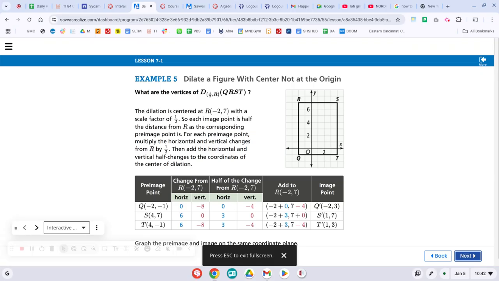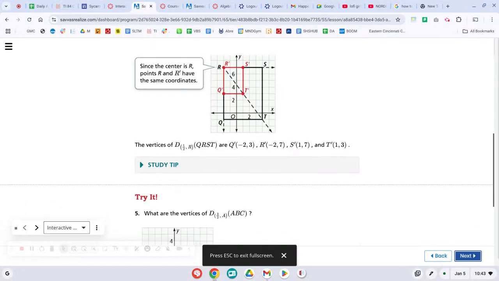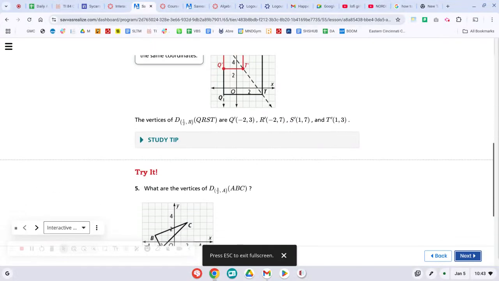Ooh, now this is going to be a tougher one. Dilate a figure with the center. So what happens if we dilate this at a scale factor of 1/2, so that the image point is half the distance from R to the corresponding point. I tell you what, when you get to these, I will help you individually or I'll make a separate video. It seems like this is kind of complicated, but I bet you guys can figure it out.